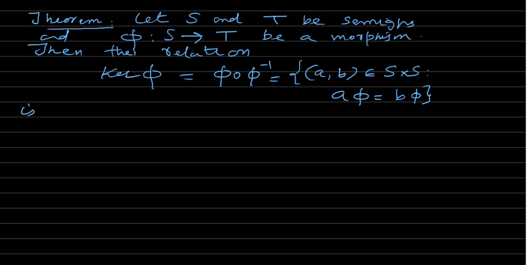ये हमने चेक किया था, ये रिलेशन इक्विवेलेंस है. अब हम प्रूव करेंगे ये रिलेशन कॉन्ग्रुएंस है अगर ये मैप S पर हो और ये सेमी ग्रुप्स के दरमियान होगी. Is a congruence.